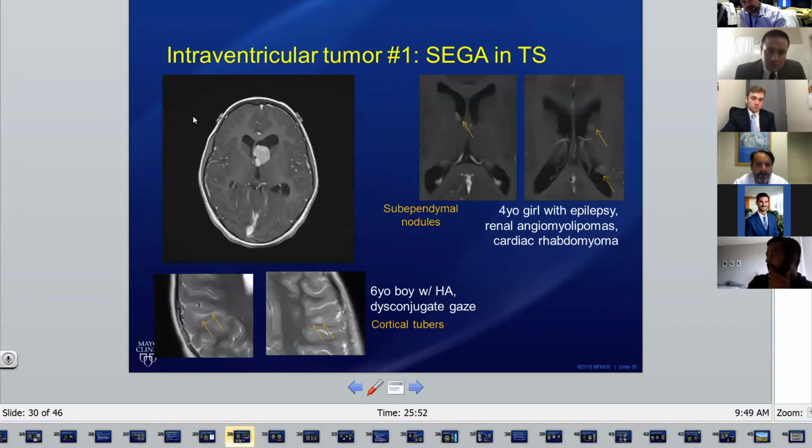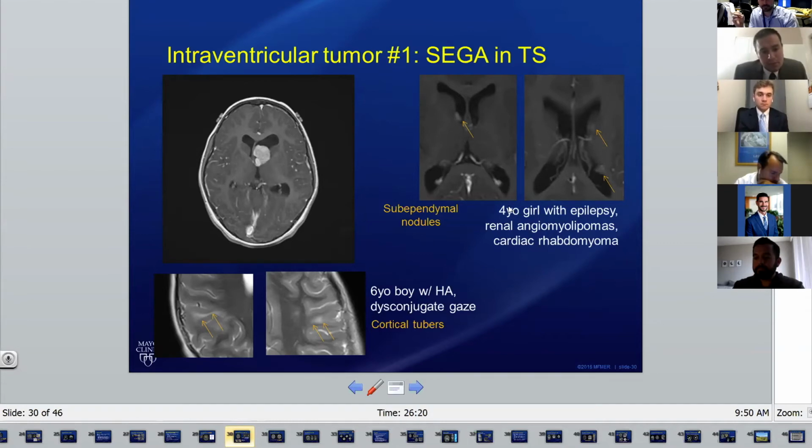So here on the left side is a 6-year-old boy who presented with a headache and disconjugate gaze and eventually got a head MRI. Similar to the last case, he has this very avidly, homogeneously enhancing mass at the foramen of Monro on the left side. But if you look at T2 weighted imaging, you see these areas of T2 hyperintensity in the cortex, especially as you get up close to the vertex. These are actually cortical hamartomas called tubers, and these are what contribute to seizures that are so characteristic of tuberous sclerosis.